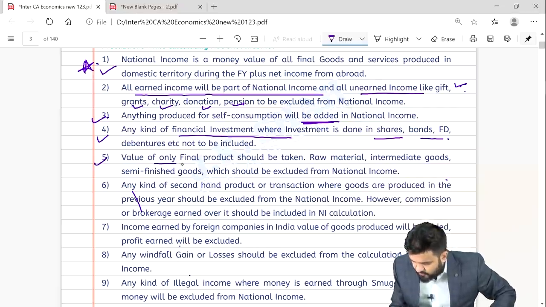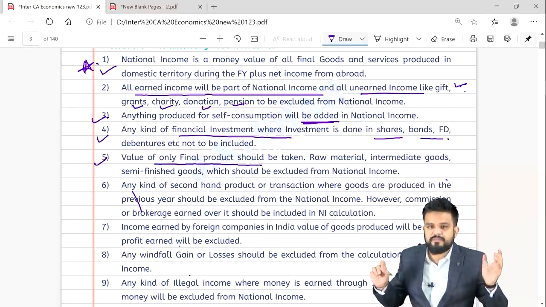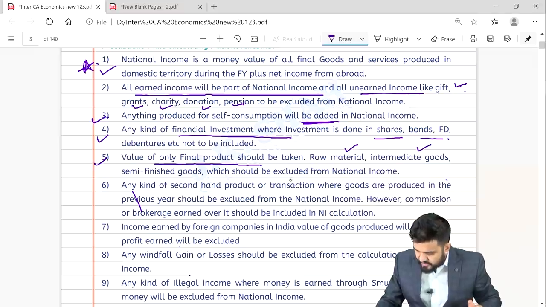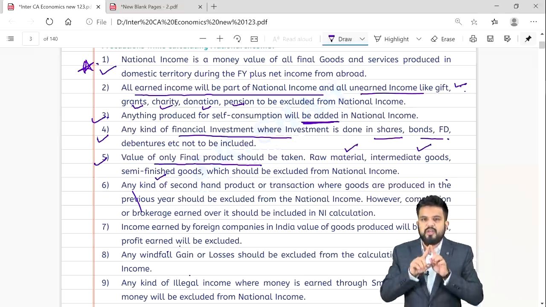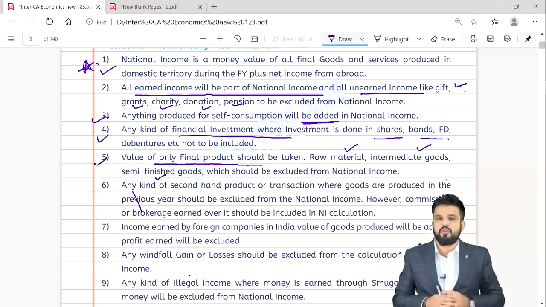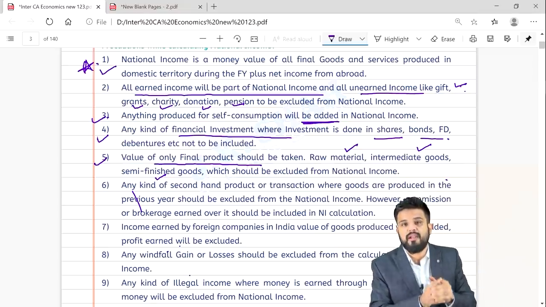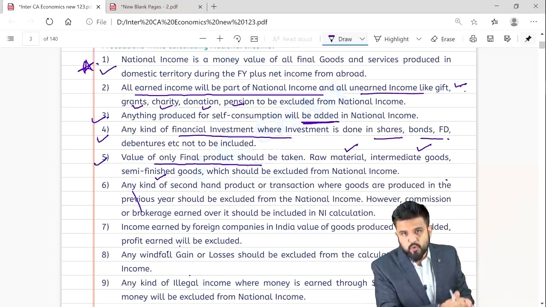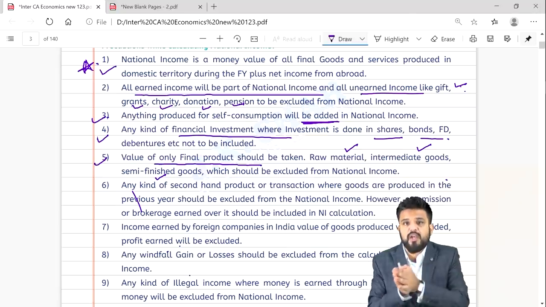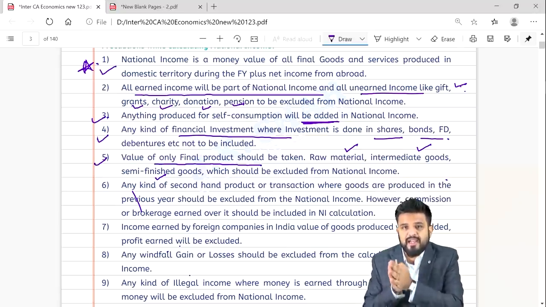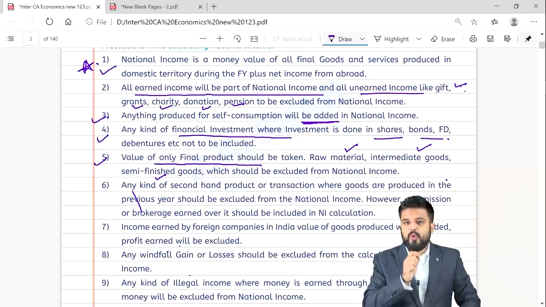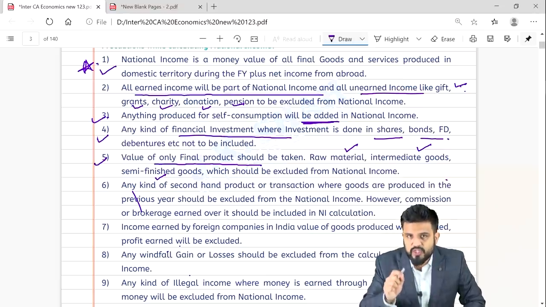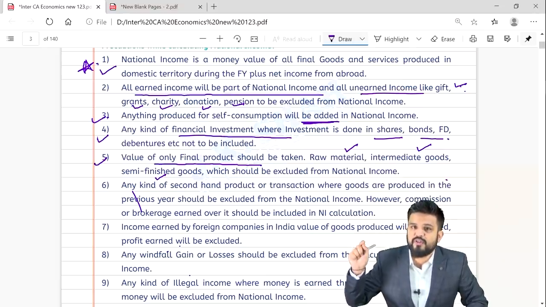Fifth says, value of only final product should be taken. Please see to it, raw material, intermediate goods, semi-finished goods to be excluded because, as I told you, it will lead to double counting. So a 2 meter piece of cloth converted into a shirt, please directly take the shirt value, because the value of cloth is already included in the value of the shirt.